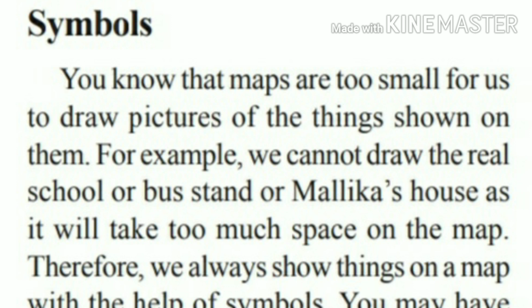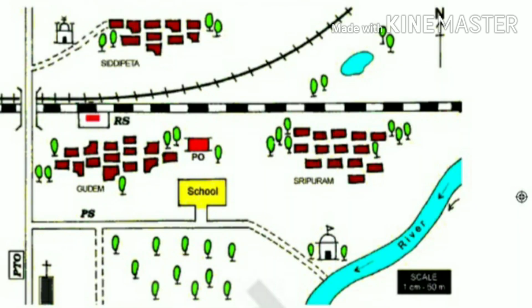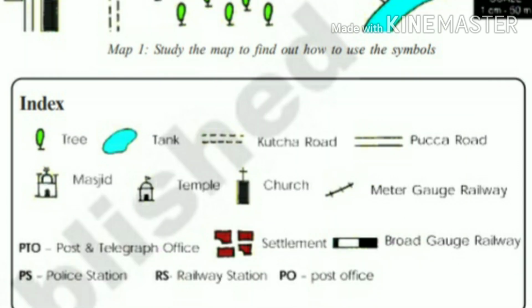See here, I'll show you an example on the map. Study the map to find out how to use the symbols. See, yes, that is a tree. The blue color indicates a tank. So these lines, that is called a kacha road. Giving some hyphens and drawing the line, that is a kacha road. So the full line, two lines, that is a pakka road.